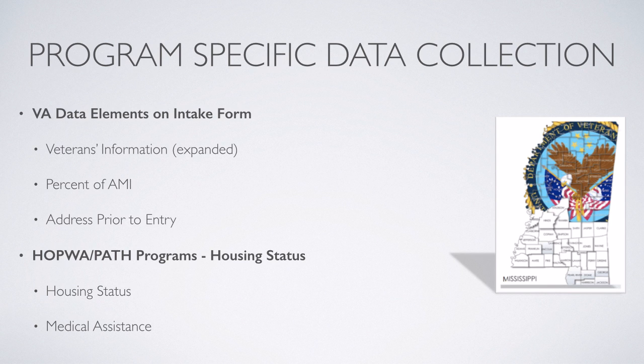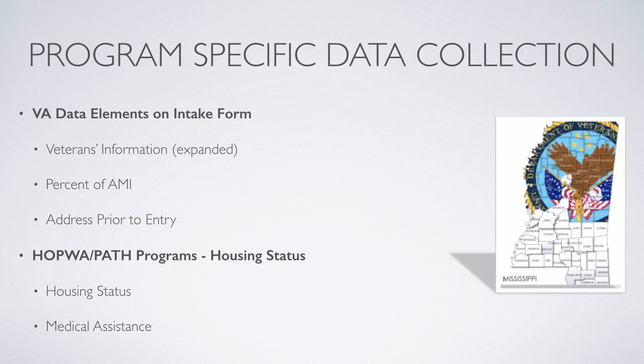VA data elements are going to add new fields onto the intake form. So the veteran's information that's currently, are you a veteran, yes or no, is now going to be much more robust. It's going to expand. So it's going to ask about what conflict or theater of conflict they may have been involved in. And also pertaining to the SSVF program, there's going to be a percentage of AMI question that's going to be asked as well, because that documents whether or not they qualify for the assistance. There's also going to be an address prior to program entry, which is interesting and should be simple to implement, but it may be difficult to actually get that from some of our clients.